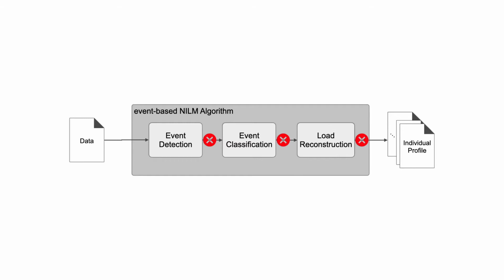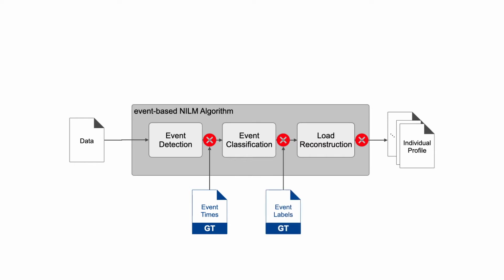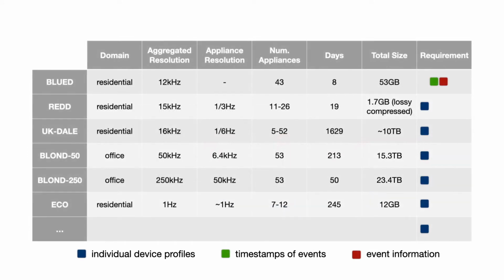The event detection process requires precise event timestamps. The classification step requires information about the event, like what was happening and which device caused the event. And the reconstruction step requires individual appliance profiles. If we look at some of the existing datasets, we can see that most only provide individual appliance profiles as the ground truth data. The BLUED dataset is the only one that provides event timestamps and event information, but therefore lacks individual device profiles. Manually adding such information to existing datasets is a cumbersome and time-consuming process.